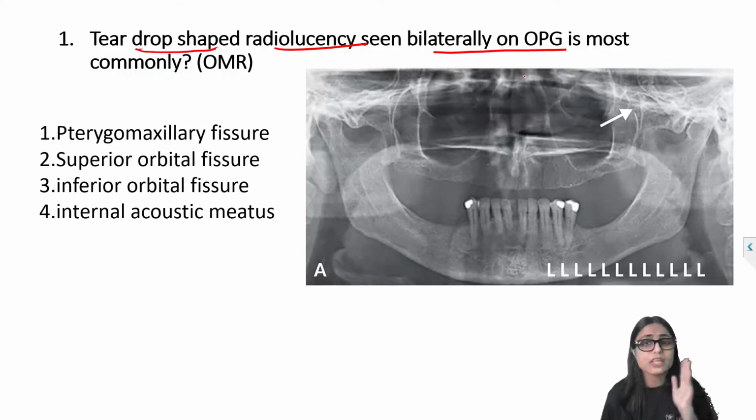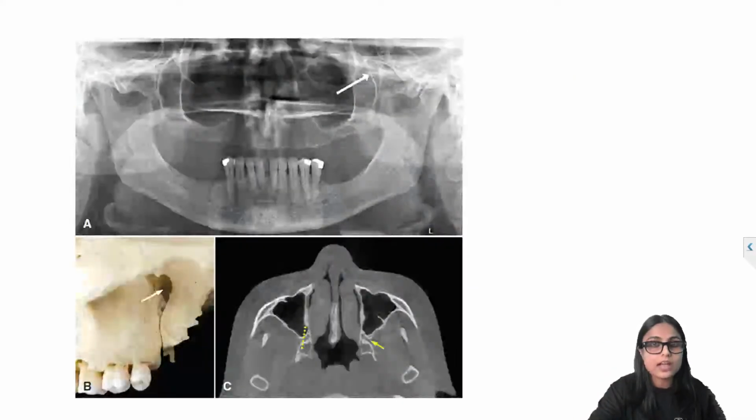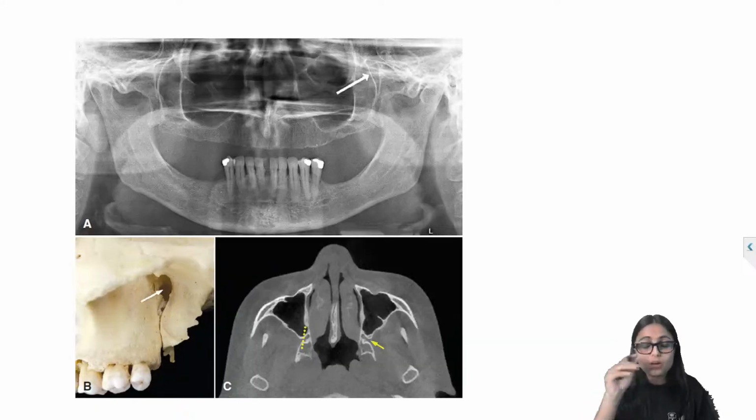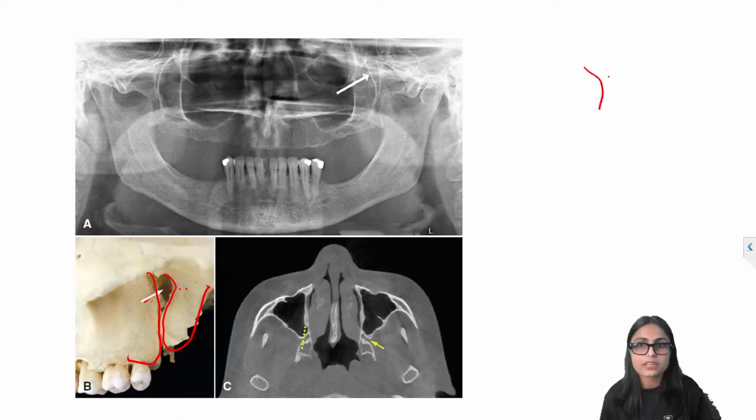So they are just asking you the landmark, that is this teardrop shaped radiolucency that we have bilaterally. Here, if you see, there is an inverted teardrop shape, not just teardrop. I'll show you in the skull how you see this fissure, or the space. Here you see these two bones. This is one bone, this is the other bone. The space between the two bones is seen in the OPG like this, an inverted teardrop shape.